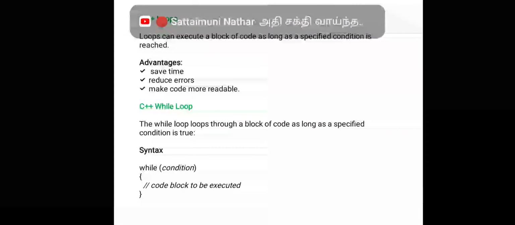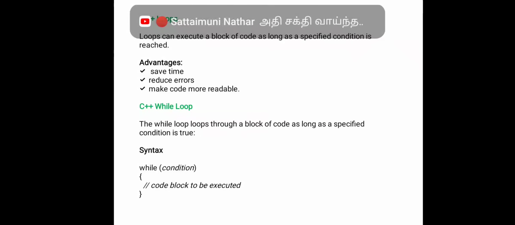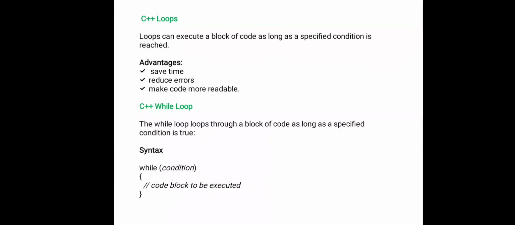Looping statement in C++. Loops can execute a block of code as long as a specified condition is reached.